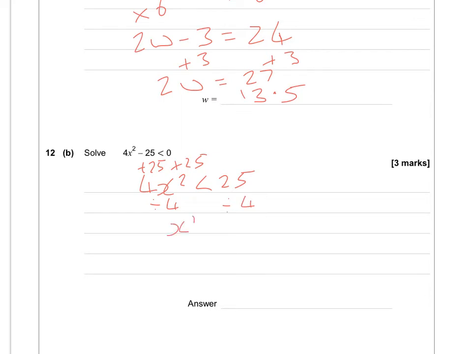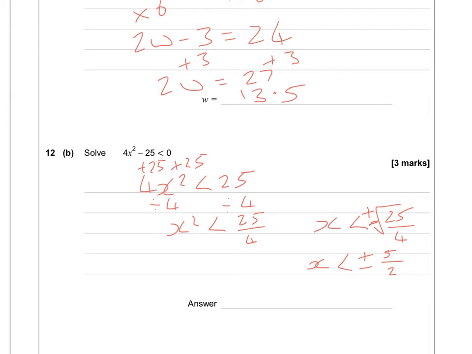So we get x squared is less than 25 over 4. We then need to square root to get rid of the x squared. So we get x is less than the square root of 25 over 4. Now we've got to remember that this is plus or minus because we've taken a square root. So we get from this point then that x is less than plus or minus the square root of 25 is 5 and the square root of 4 is 2.